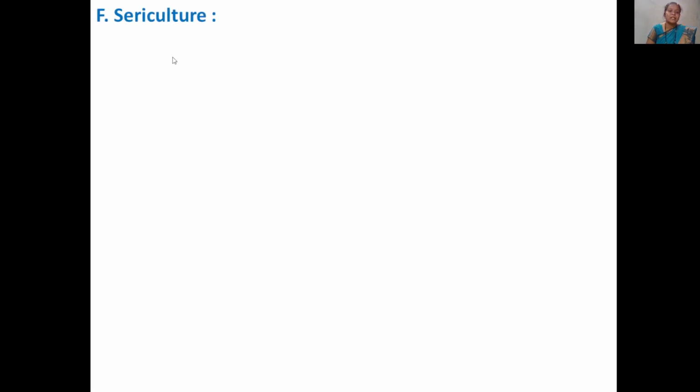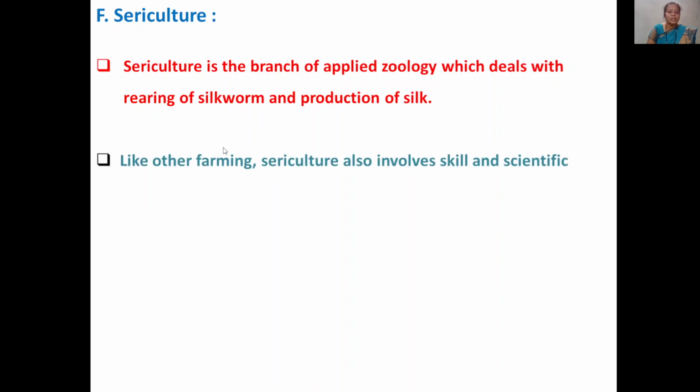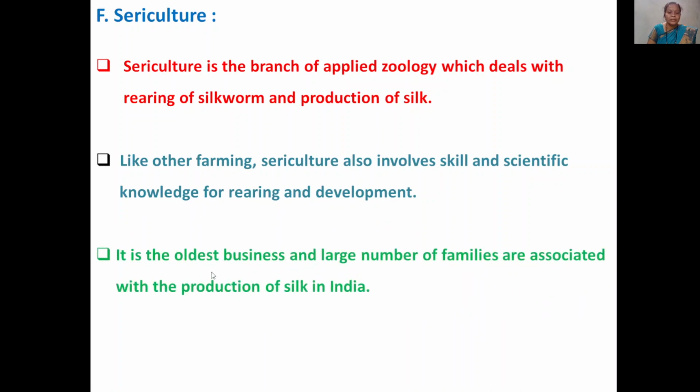Next point is sericulture. Sericulture is the branch of applied zoology which deals with rearing of silkworm and production of silk. Like other farming, sericulture also involves skill and scientific knowledge for rearing and development.